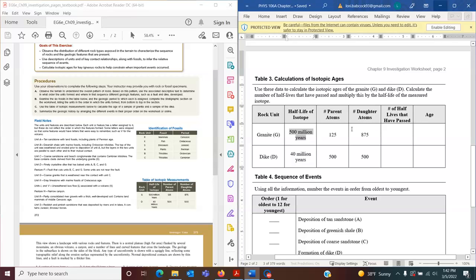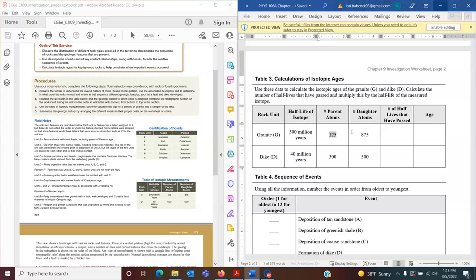If 500 million years passes again, you have the 500 parent atoms split by half, and so then you would have 250 parent atoms left, and then you would add 250 to your daughter atoms. So that would then be 500 plus 250, which would equal 750 daughter atoms. And at that point, you'd have 1,000 million years having passed.